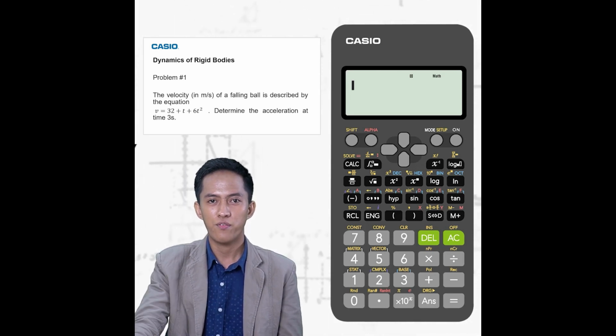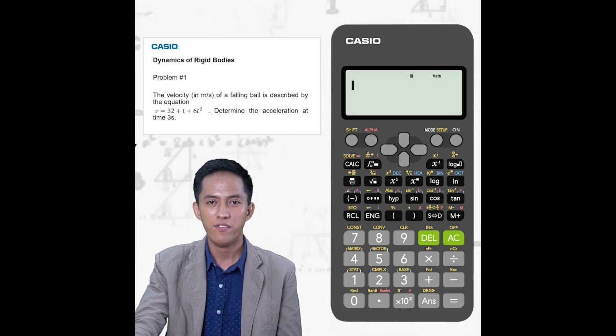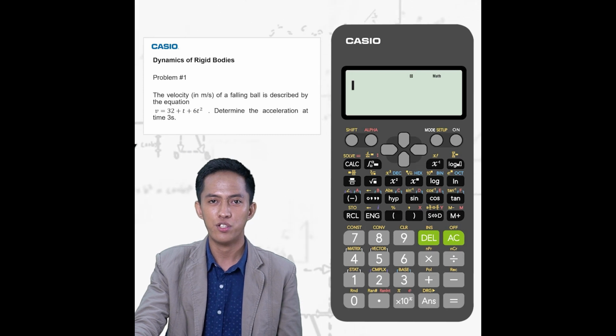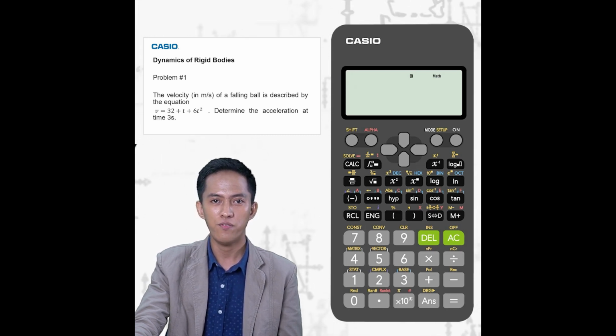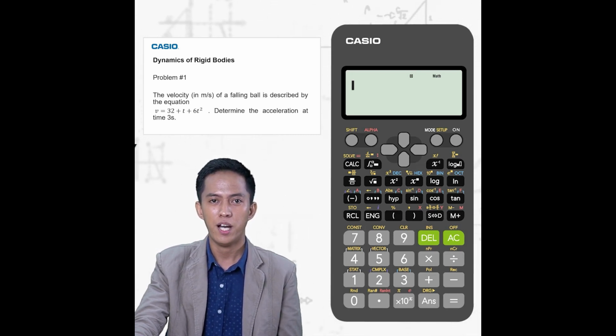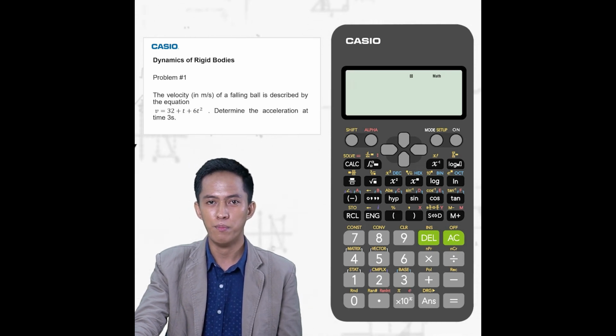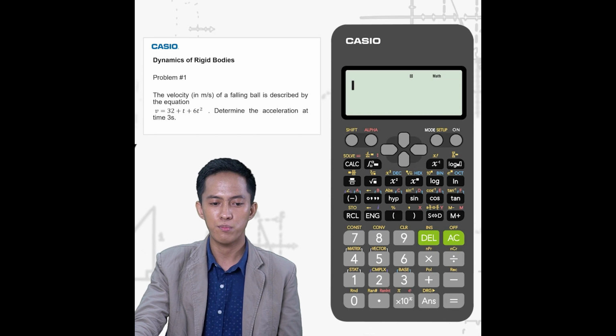To solve this problem, first, let's discuss some basic concepts. Using the Casio fx-570 Plus 2nd edition, we can solve for the derivative of velocity with respect to time at time 3 seconds. So substitute the velocity equation from the problem. First step, press mode 1.